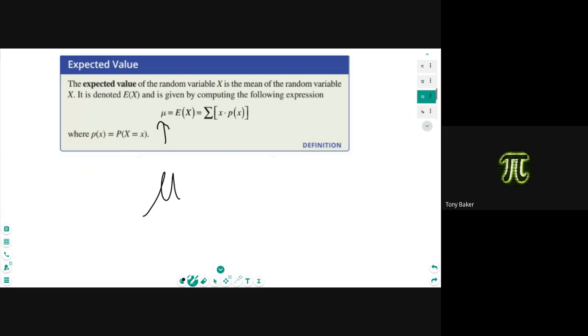Is the E there meaning the sum? No, that right there, that's sum. That's sigma. So that E right there stands for expected value. Oh, okay. So this is technically the formula for expected value.